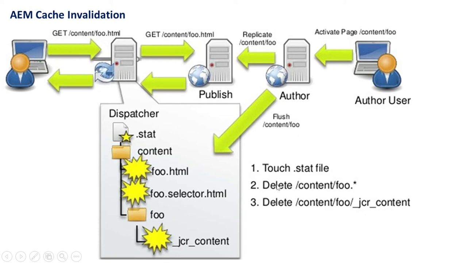Now, in this case, it's touching the .stat file; the immediate .stat file and the parent stat files will get touched. Then it is deleting this content, /foo.*. Also, as we already discussed, the child content will get deleted. Now, the next time somebody requests this content /foo.html, there is no file, obviously. So this file will get rendered from the publisher and cached on the dispatcher.